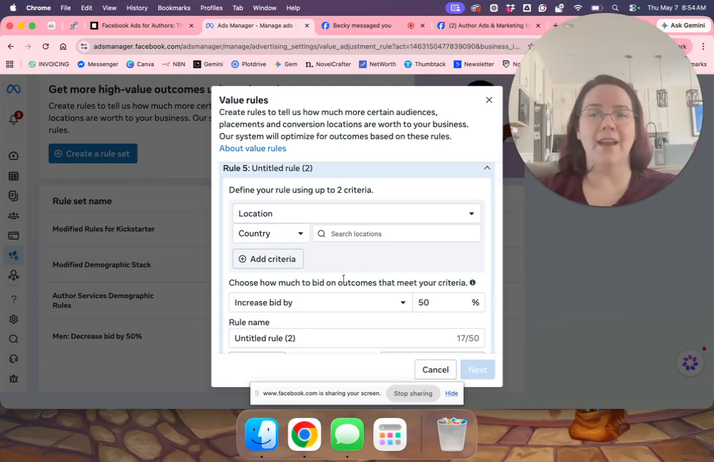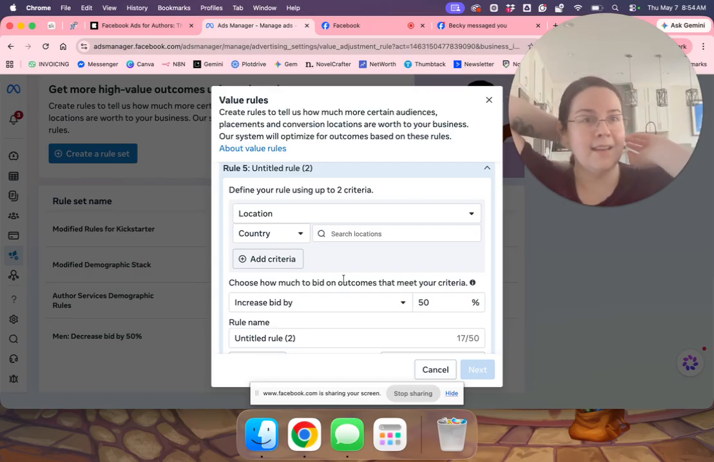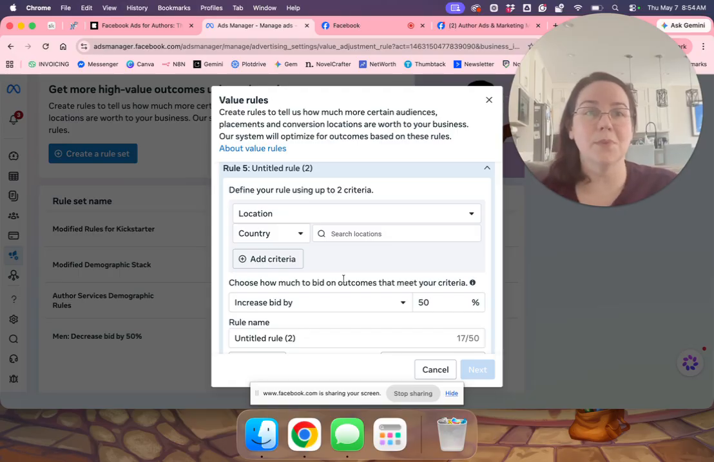So if I don't have a value rule set up to downbid them, what's going to happen is at the beginning of my campaign, I'm going to get maybe 10 backers from Australia and Canada really cheap, but then they're not going to be able to find more people and it's going to skyrocket. So I would rather it be more steady and slow and keep a good return. So that is value rules.